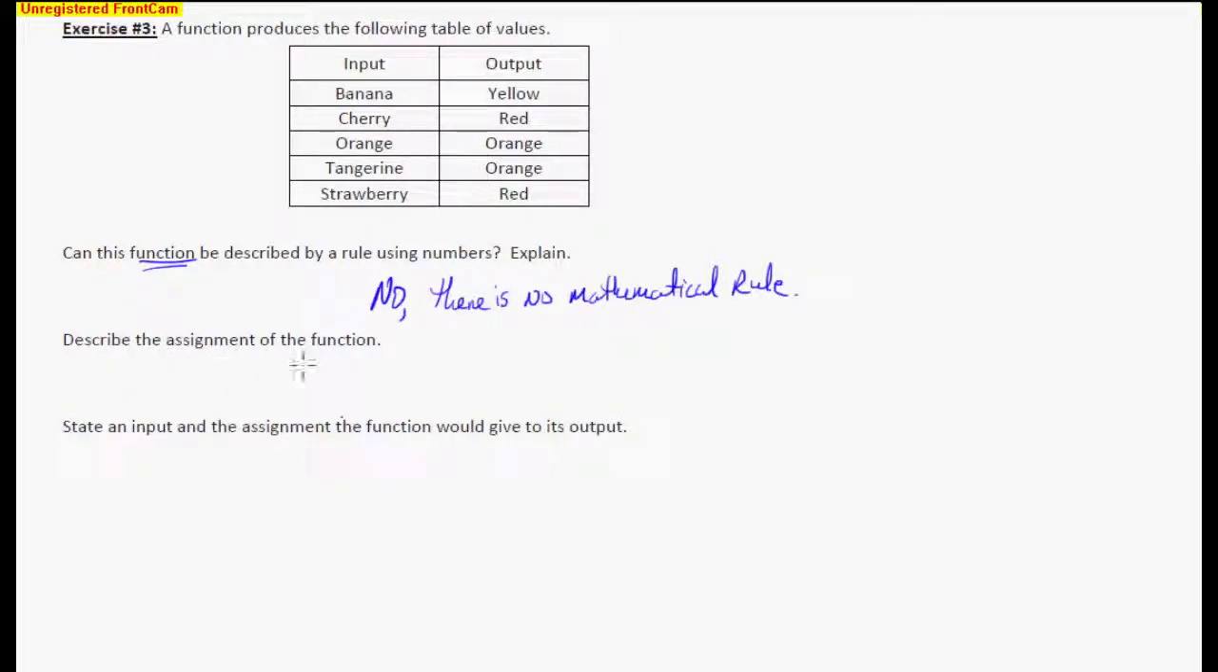Describe the assignment of the function. Well, if you think about it, what are we doing here? We're inputting a fruit, and we're outputting the color of that fruit. Okay, if you didn't see that before. And state an input and the assignment the function would give to its output. Well, this is pretty open-ended here, and I'm going to leave that to you guys. Come up with some kind of fruit that isn't listed here, and then come up with the output that it would assign to that fruit. Okay, we'll see what you guys come up with.